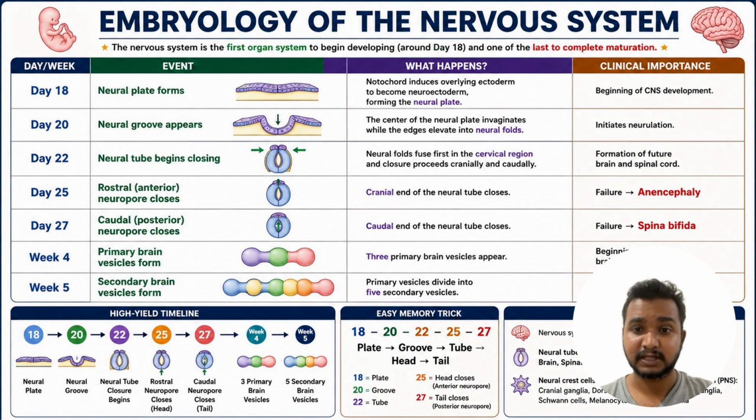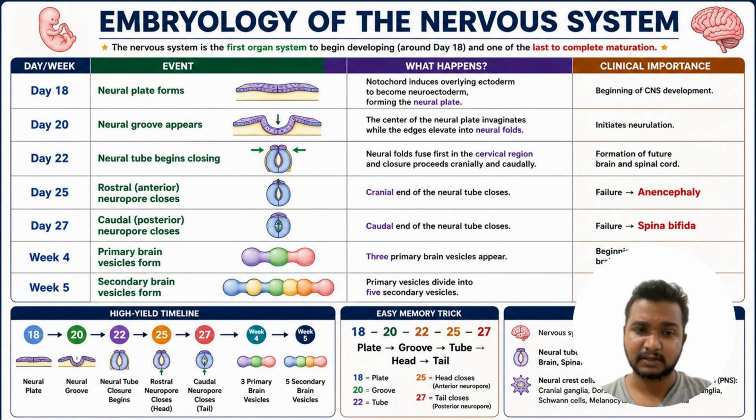Now, before we study each stage in detail, let's first look at the overall timeline of nervous system development. This slide gives you the complete roadmap of neuroembryology. I want you to remember one important fact. The nervous system is the first organ system to begin developing, but one of the last to complete its maturation. Now let's follow this timeline.